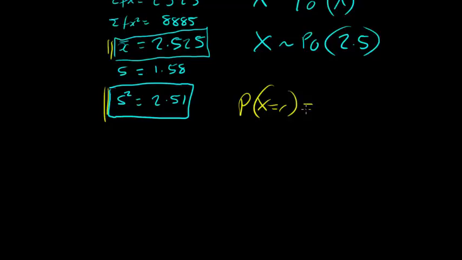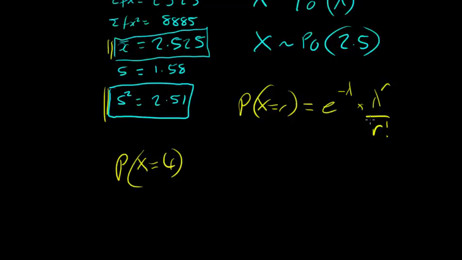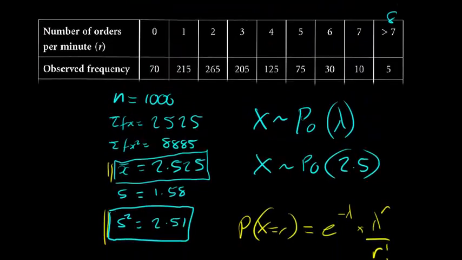And for the Poisson distribution, the probability that x is equal to r is e to the minus lambda times lambda to the value of r over r factorial. So if I want to say, for example, what is the probability that x is equal to 4? Well, I observed in this month gone by that there were 125 out of 1,000, so the probability is 0.125.